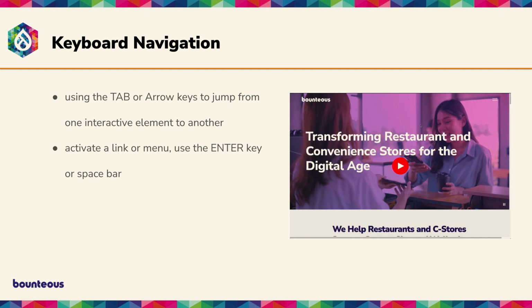So one way we manually test is we typically use the keyboard to navigate through the site. Using your tab or arrow keys, you're able to jump from one interactive element to the next. To activate a link or a menu item, you're able to use the enter or the spacebar key. So when we use the keyboard to navigate through the site, we make sure there's no keyboard traps and that all of the links and menu items are reachable and function as intended.